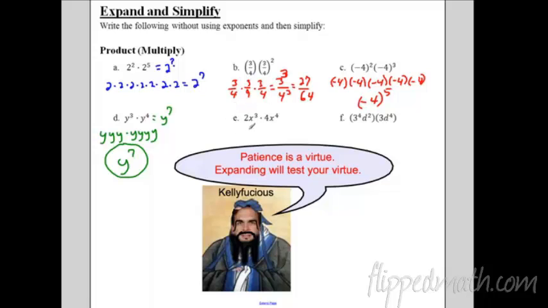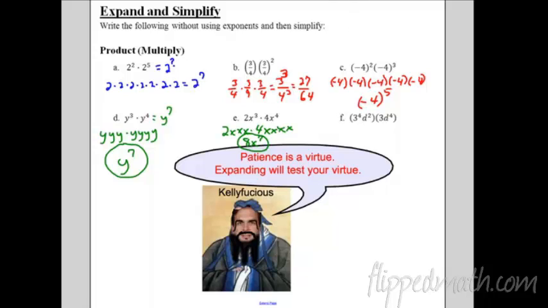Excellent. Let's expand this one. So I've got 2xxx times 4xxxx. So what happens when I mush these all together? What is 2 times 4? Sure, that's just 8. How many x's do I have? These 3 and those 4, so I have x to the 7th. So I've got 8x to the 7th.